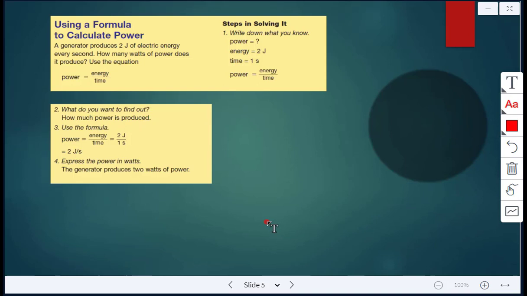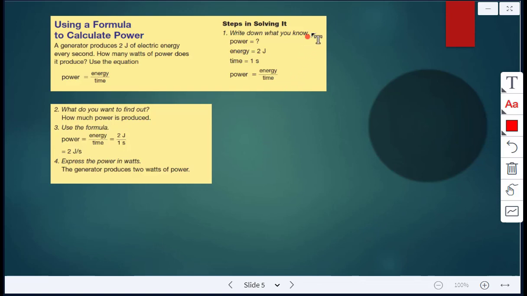All right, so here is an example from the textbook using a formula to calculate power. The formula for power is energy divided by time. Note again that energy is in joules. So we are given here, a generator produces 2 joules of electric energy every second. We're given our formula, power equals energy divided by time. Energy is 2 joules and our time is 1 second.